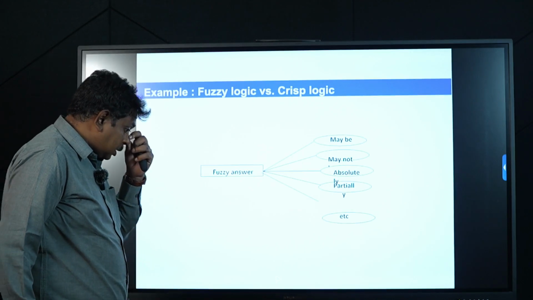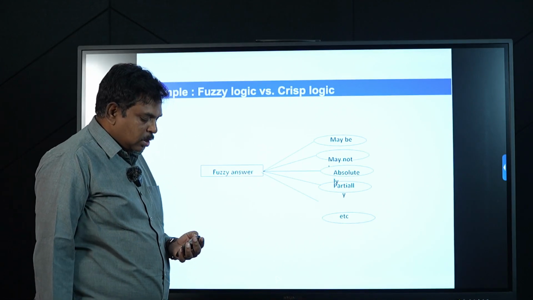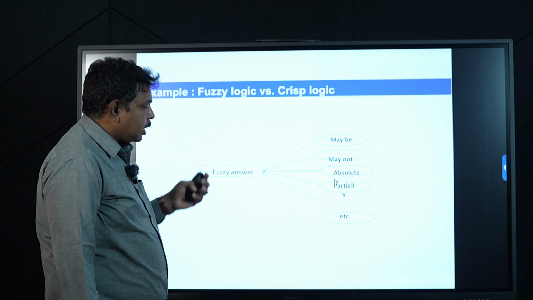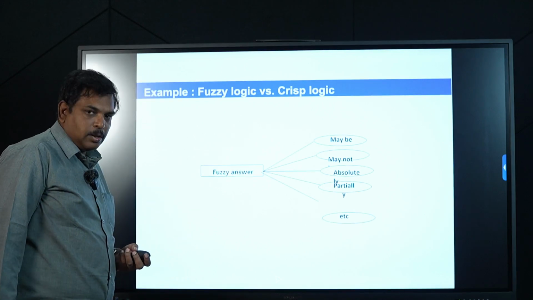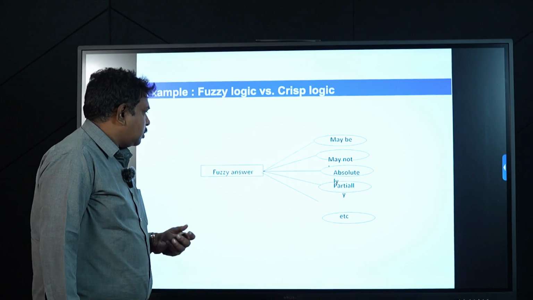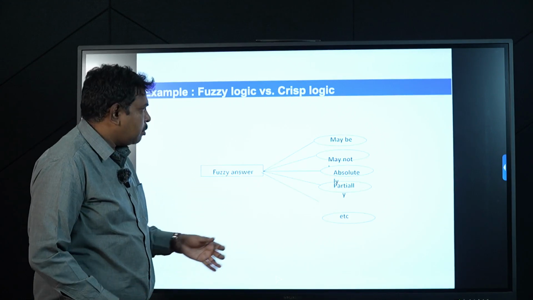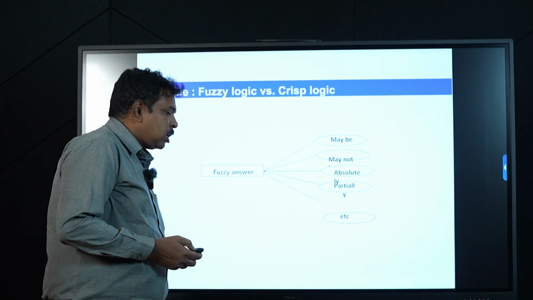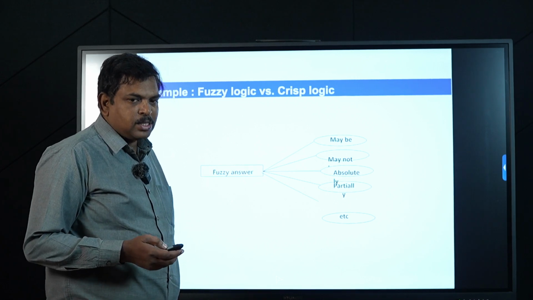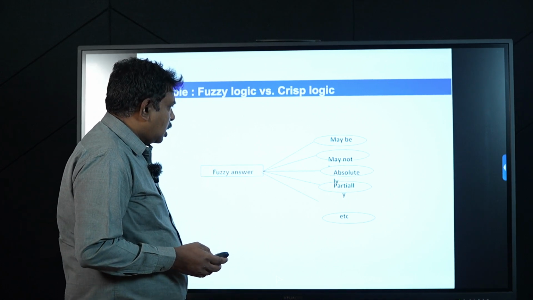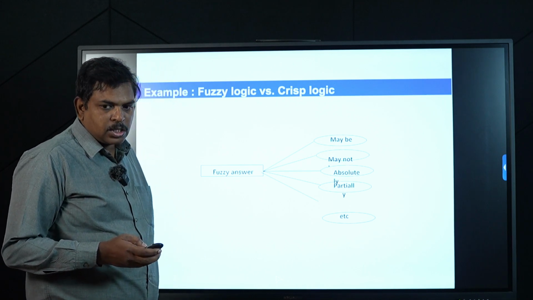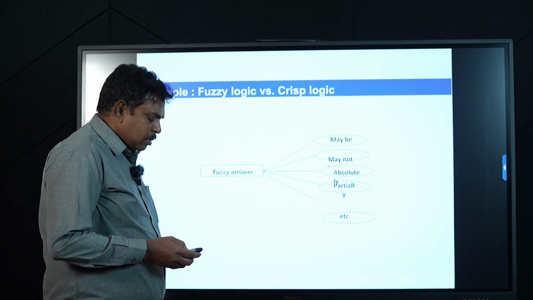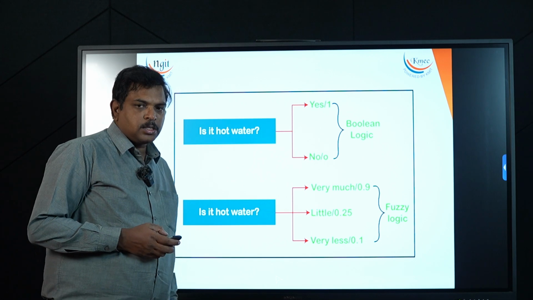What is fuzzy? Fuzzy means things that are not clear. Things that are clear we can call crisp logic, versus fuzzy logic. What is the difference? Suppose you ask a question, and the answer includes words like maybe, may not, absolute, partial, extra. If these kinds of words are in your answer, we can say that answer is a fuzzy answer, meaning it is not clear. We can't take any decision on such answers. Everybody expects only crisp answers, meaning crisp logic.